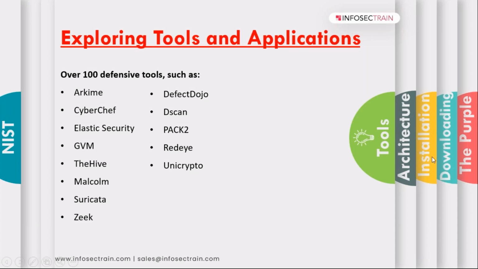Then you do have GVM. GVM is your Greenbone Vulnerability Management, which is an open source vulnerability management system, and it does have OpenVAS as the vulnerability scanner. You do have TheHive, again for incident response. It actually gives you the collaboration. Let's say more than one person is going to work on a case, right? So you can use TheHive for that. We do have Malcolm. It's a network traffic analysis tool, just like Arkime, the first one, right? It captures, stores, and analyzes your network traffic data for your forensic purposes.